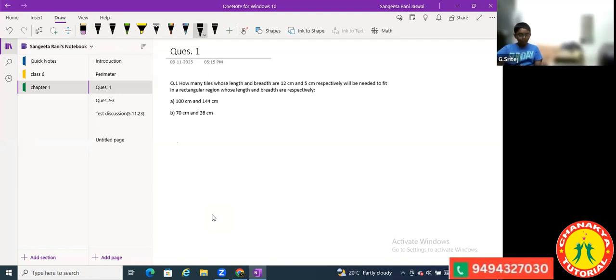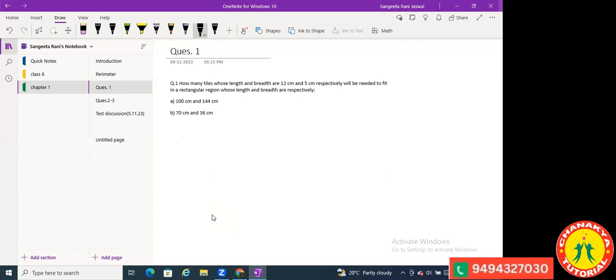Yes. Now see question number 1. Can you see the screen now? Yes, ma'am. How many tiles? Read the question. How many tiles whose length and breadth are 12 centimeter and 5 centimeter respectively will be needed to fit in a rectangular region whose length and breadth are given? Now see the question. How many tiles? That means it's asking the number of tiles. So when you need to find the number of tiles, what do you do? You find the area of the complete region and you divide by the area of one tile. This is what you do.